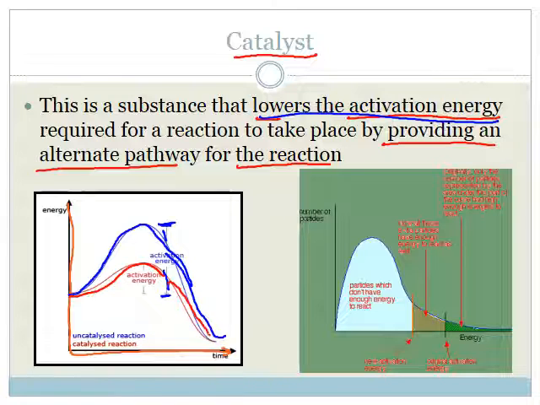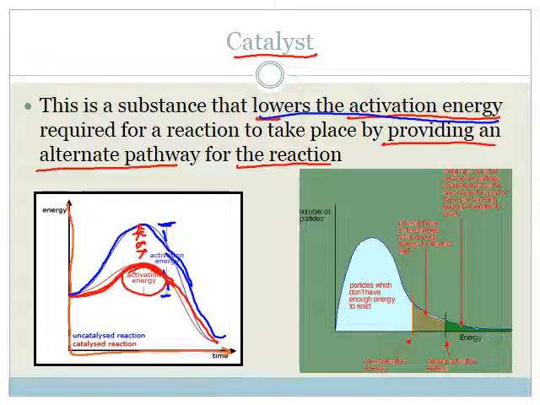But what you need to understand is that some particles will still have enough energy to travel up here. So they don't need the catalyst. They can still go this high energy route. But what it does do is it allows particles that don't have quite enough energy to still be able to bond because they have lowered the activation energy required. Might be easier to understand if you look at the Maxwell-Boltzmann curve.